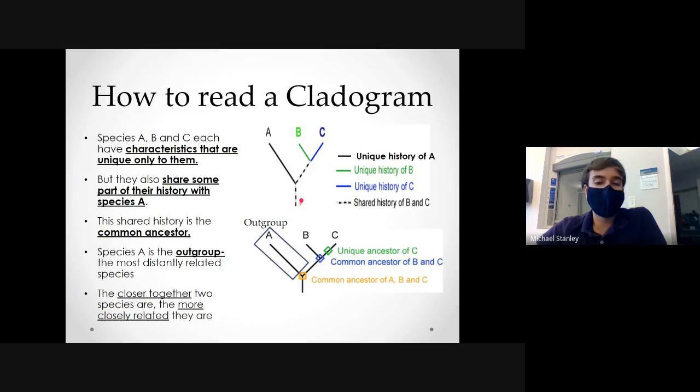So at one point, we all had some common ancestor. And then some organisms, B and C, developed a new trait that A did not have. So A was sort of the first branching off trait. It didn't get that new trait. And then B and C branched off from each other when C developed a new trait that B did not have. So they have some sort of common ancestor.